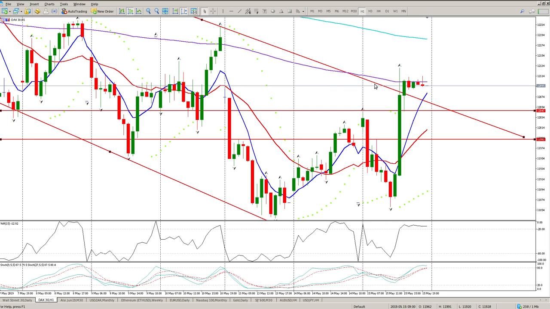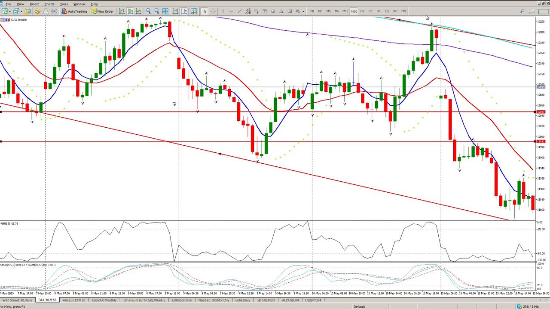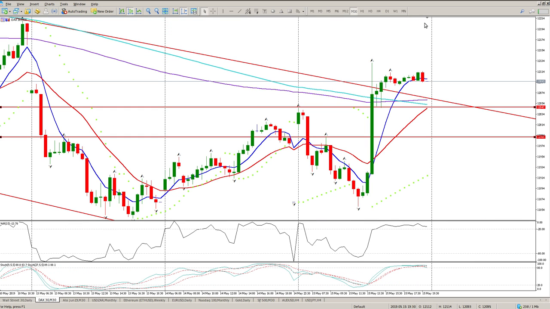Okay, so anyway, that's the overall, the bigger view that I have at the moment. And we do have this gap magnet to the upside as well, which is also going to draw price up. But I still believe we're going to come back.